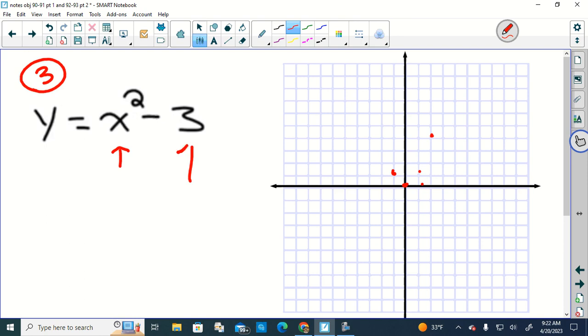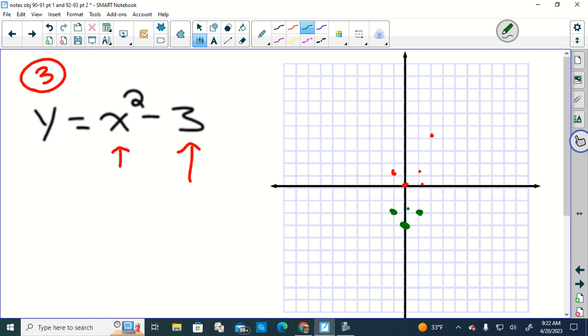Okay, so now this one's different than the plus 1. So instead of going up 1 or up 3, because it's a negative, we're going to shift all of that down 3. So now, really my vertex is at a -3, so I'm going to go down 1, 2, 3. Okay, then from there, I'm going over 1, up 1. Okay, to left 1, up 1. Because remember, it's kind of like a reflection. Whatever I do on the left side, I've got to do on the right side.